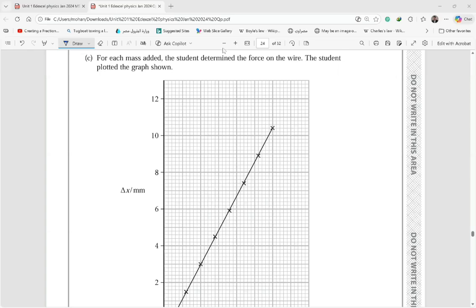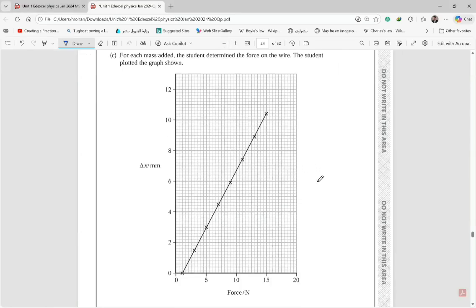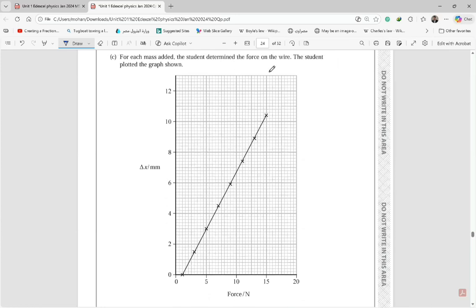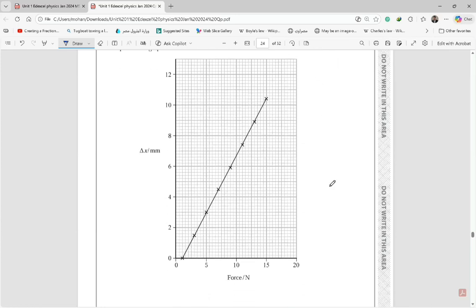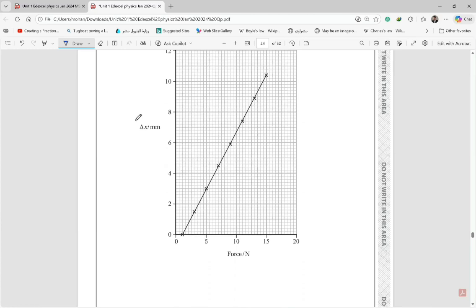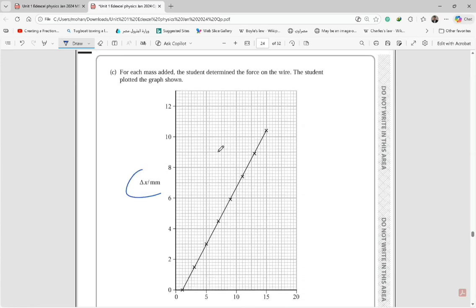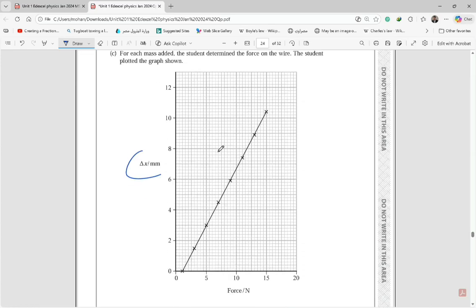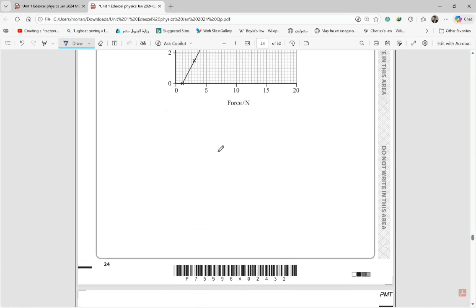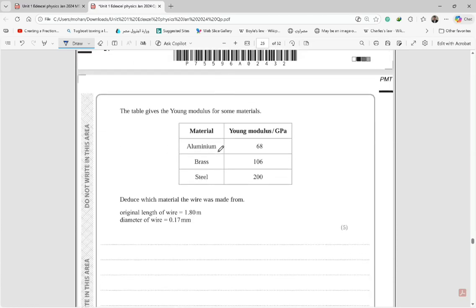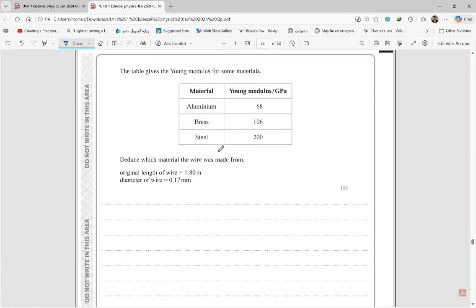For this one, wait a second. For each mass added, the student determines the force acting on the wire. We have here a graph between the extension and the force. The table here gives the Young modulus for some materials. Deduce which material the wire was made from. So we have to calculate the Young modulus and compare it with these values.